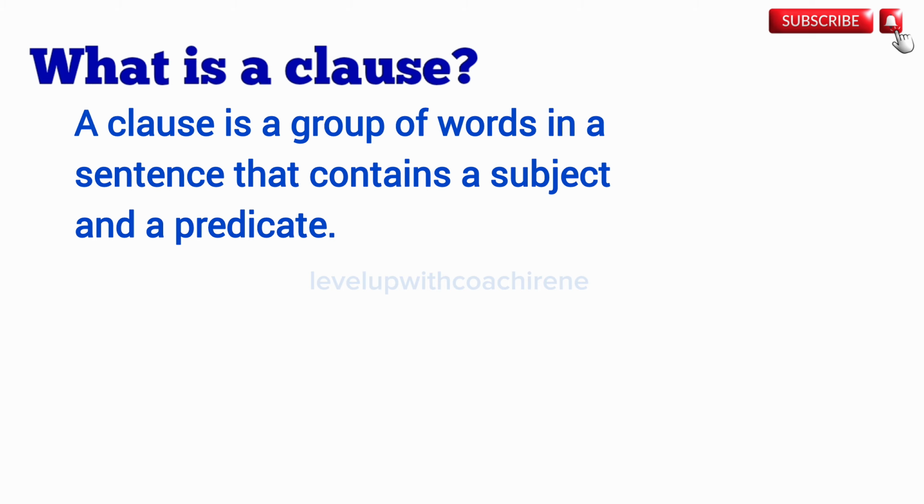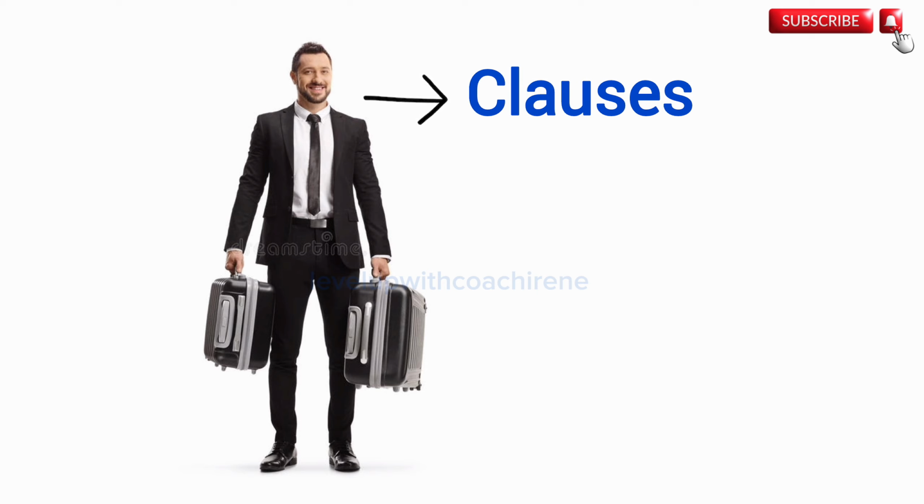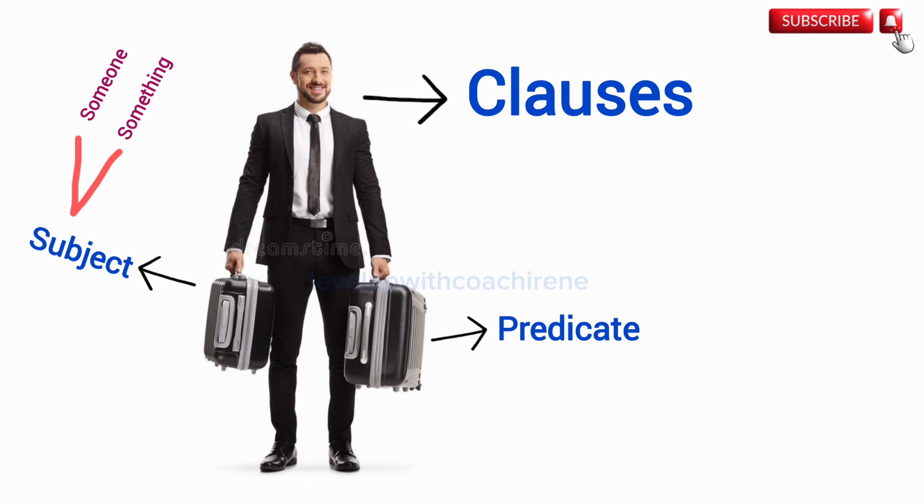Let's say there is an individual called clauses, and this clause is someone that likes to take two things along with him everywhere he's going. These things are called subject and predicate. The subject is something very important he must take along with him, and that subject must either be someone or something. Again, he must also take a predicate along with him, and that predicate must either be an action or a description.